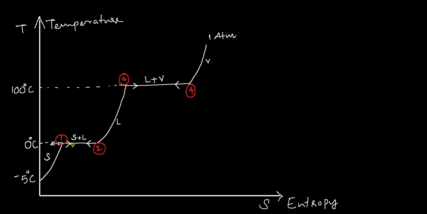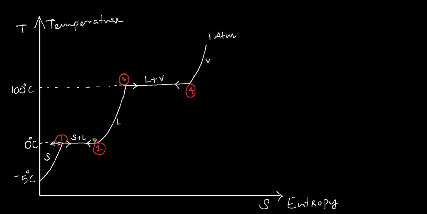Similarly, if you add heat to H2O at the liquid saturation point, which is here, as soon as you add an infinitesimal amount of heat, the temperature of the saturated liquid at 0 degree C will start to rise from 0 to up to 100 degree C. So that is the region where you can add heat so that the temperature will increase.